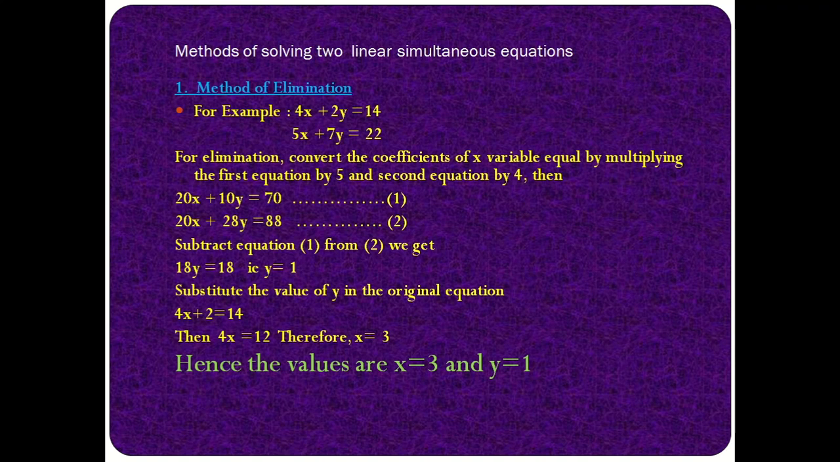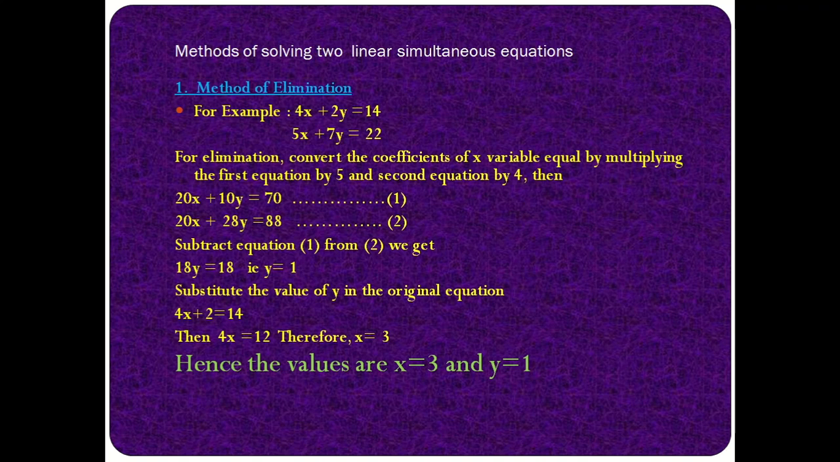Now, what are the methods for solving two linear simultaneous equations? You may be given two linear simultaneous equations, and using them you will have to find the value of the unknown variables x and y. The first method is the method of elimination. In the method of elimination, first of all, you will have to make the coefficient of either variable, x or y, equal.